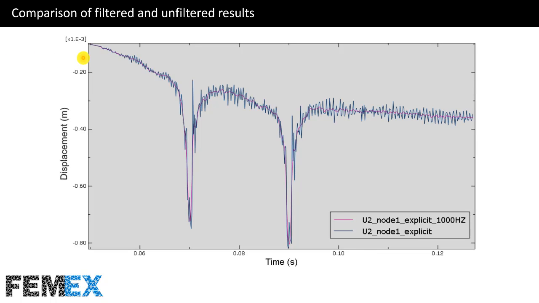And in this curve, we have the comparison of the filtered and unfiltered results. The pink curve belongs to the filtered result and the blue curve belongs to the unfiltered result. And as you can see, they are similar, and the pink curve is approximately the average of the peaks of the blue curve.